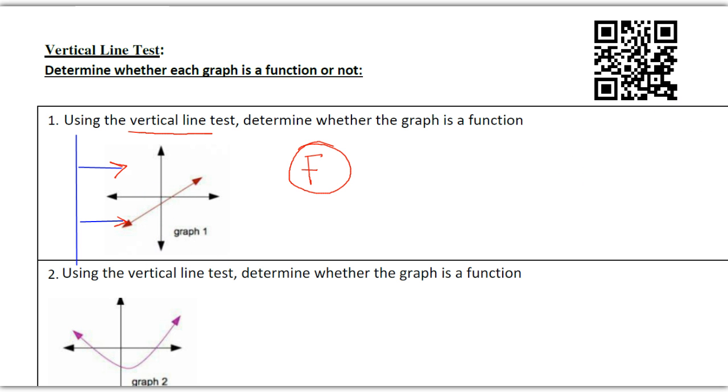Again, we're going to take our vertical line and see if this one passes the vertical line test. Now this is a parabola. Does it pass the vertical line test? Well, the answer is yes. It passes the vertical line test. Therefore, it is a function.